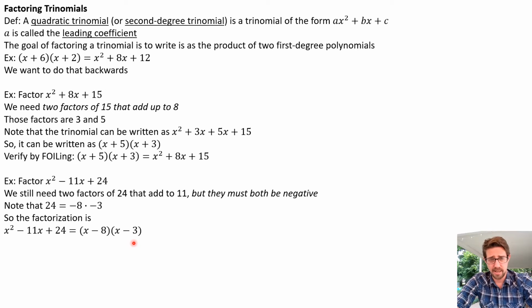Right, because the minus 8 and the minus 3 multiply to a positive 24. So a minus times a minus is a plus, but the minus 8 and the minus 3 also gives you this negative 11 in the middle. So that's the second possibility. If there's a minus sign here, but c is still positive, you need two negative factors of c.